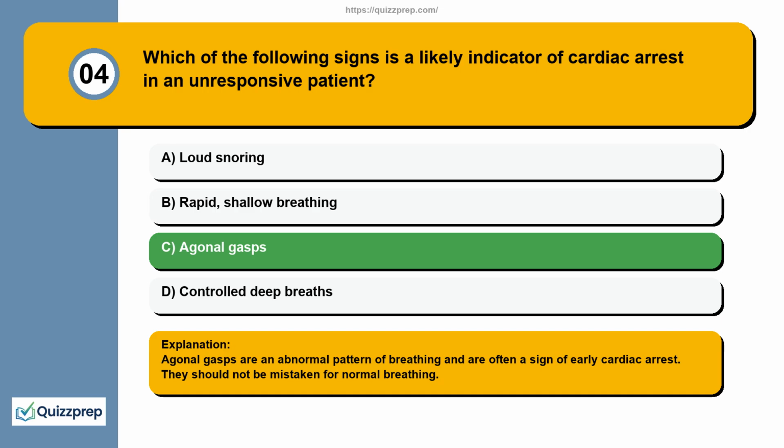Agonal gasps are an abnormal pattern of breathing and are often a sign of early cardiac arrest. They should not be mistaken for normal breathing.